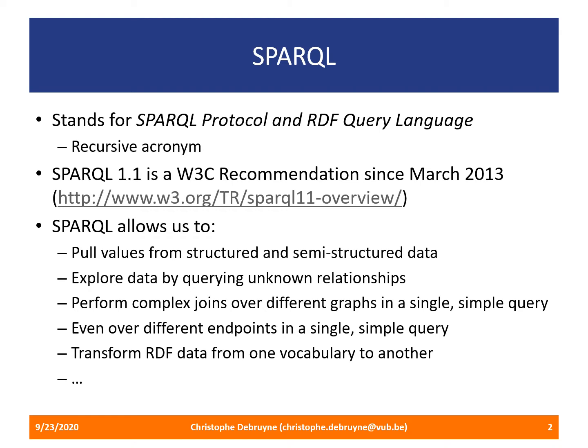So when we use SPARQL to retrieve information, it allows us to, for instance, pull values from structured and semi-structured data, explore data by querying unknown relationships. We can even perform complex query joins over different graphs in a single simple query, and even across different endpoints in a single simple query. Furthermore, it allows us to transform RDF data from one vocabulary to another. In other words, we can create RDF based on the query in terms of RDF.